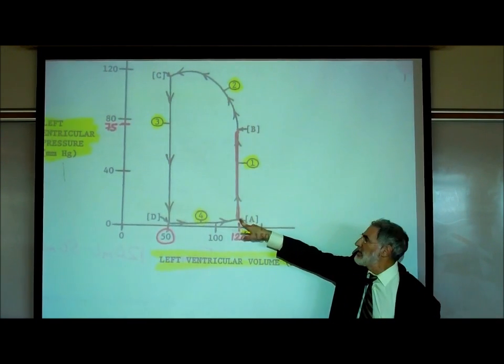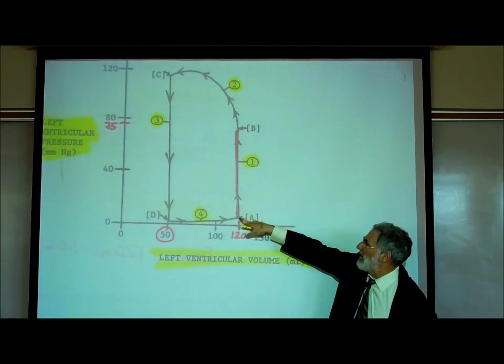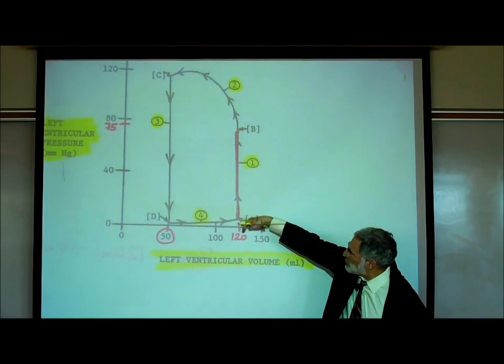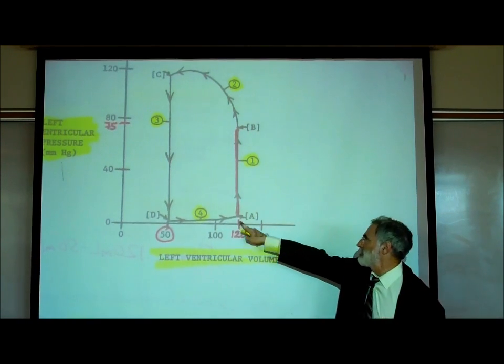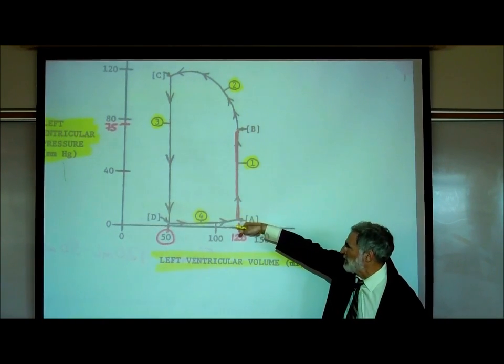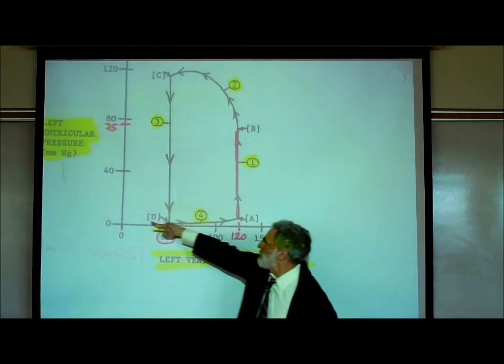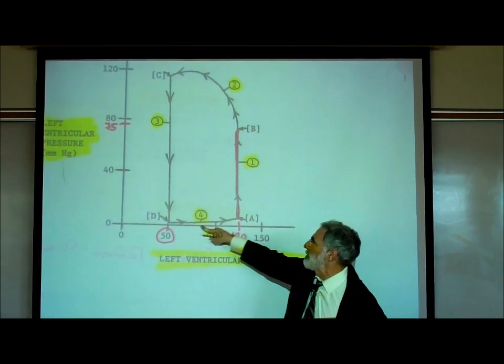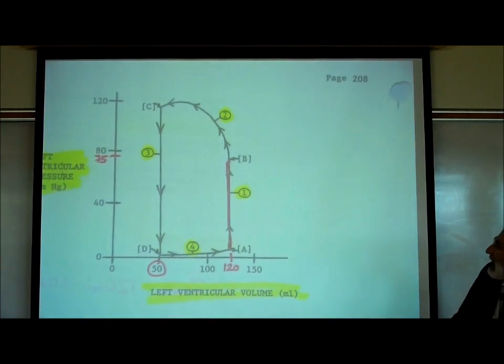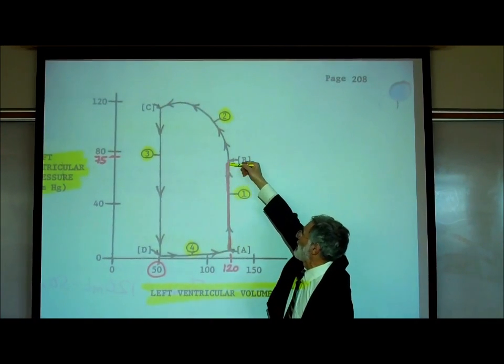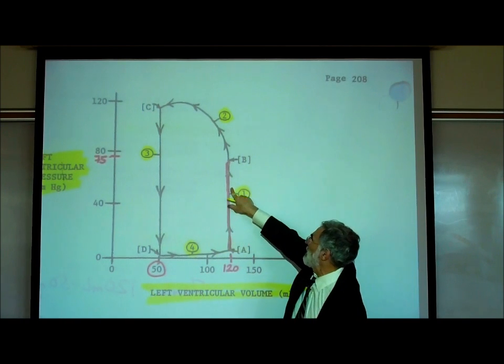At point A, what is the volume of blood in the left ventricle? It's trying to show it's about 120, approximately. 120 milliliters of blood in the left ventricle. We read the volume here. What is the pressure? The pressure is just a little bit above 0, just a little bit above atmospheric. Now, let's look at phase 1. Notice I've tried to help you by drawing arrows.